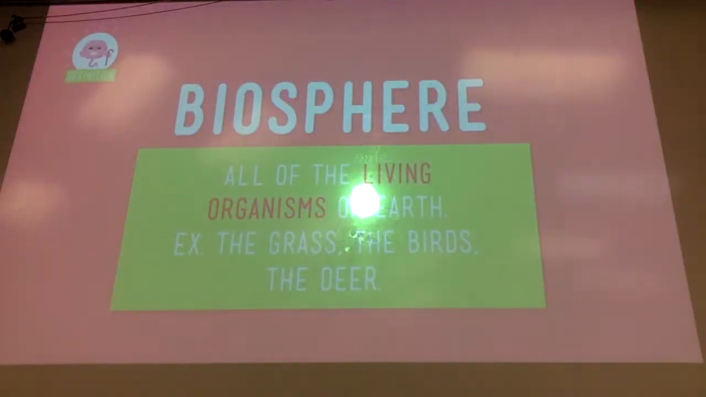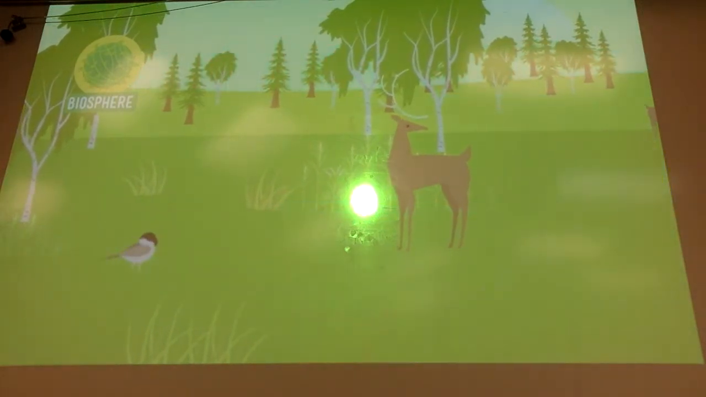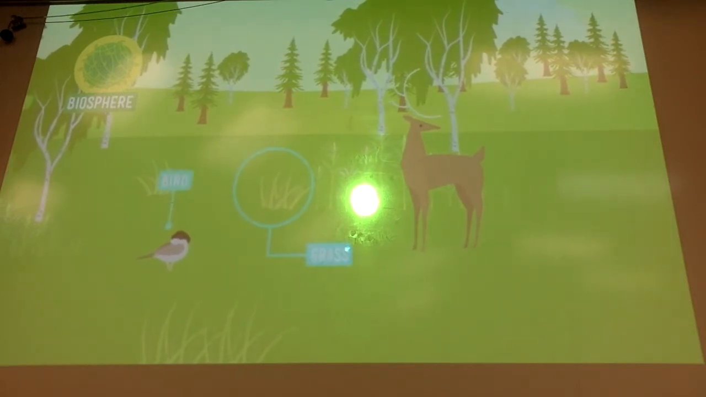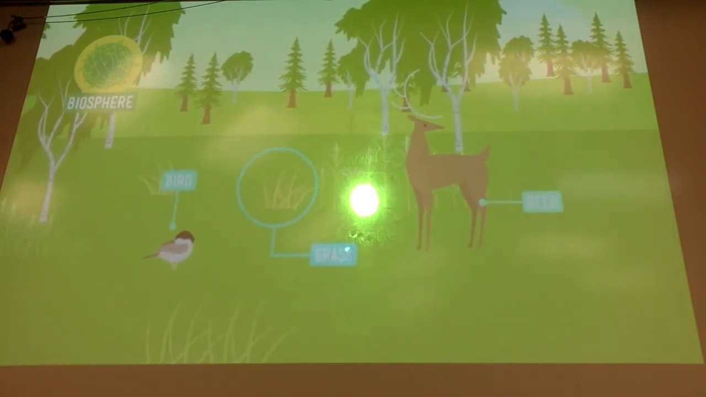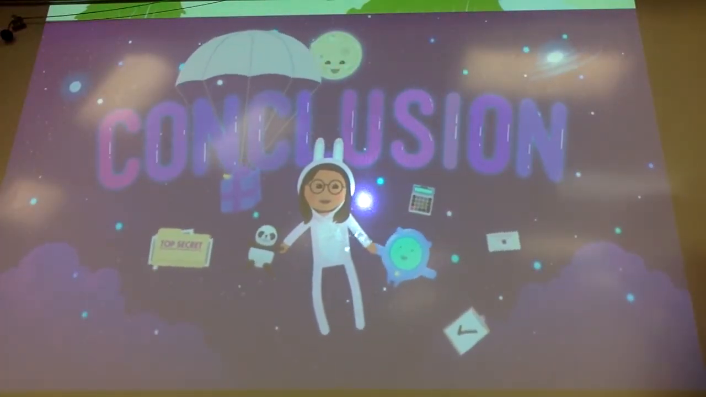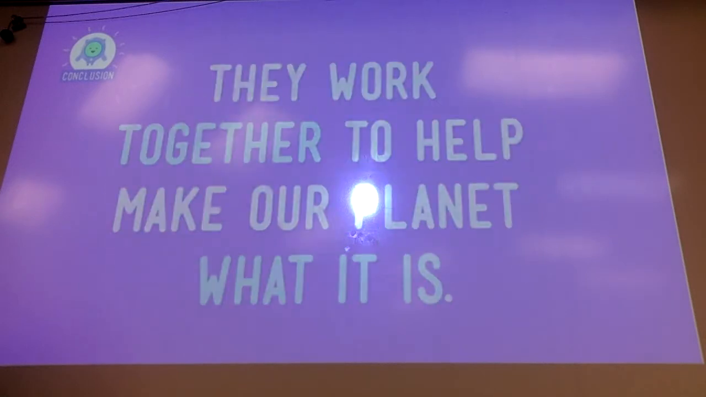Now let's think about the biosphere. Unlike the geosphere, everything in the biosphere is alive. So the rocks, the mountain, and the stream, they don't count. Now we're just left with the living things, the grass, the birds, the deer. Voila! You found the biosphere. So now you know 2 of Earth's 4 spheres, the biosphere and the geosphere. While they're different puzzle pieces of Earth, they work together to help make our planet what it is.